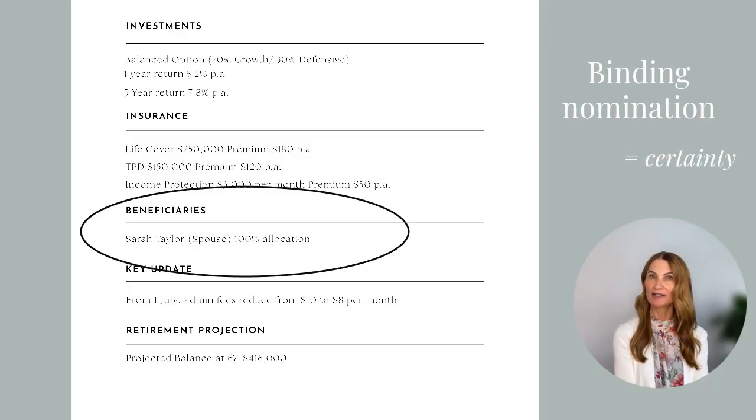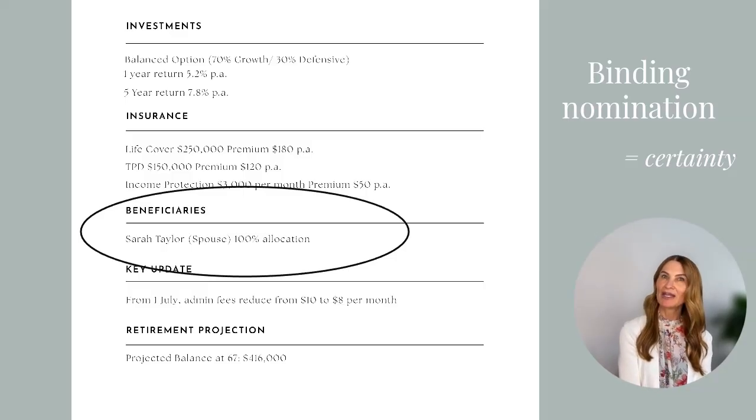The first one is a binding nomination, which is a legally binding instruction the trustee must follow. It can be lapsing, so it expires after 3 years, or non-lapsing, which doesn't expire unless it's revoked. And this gives you the most certainty about who receives your super.